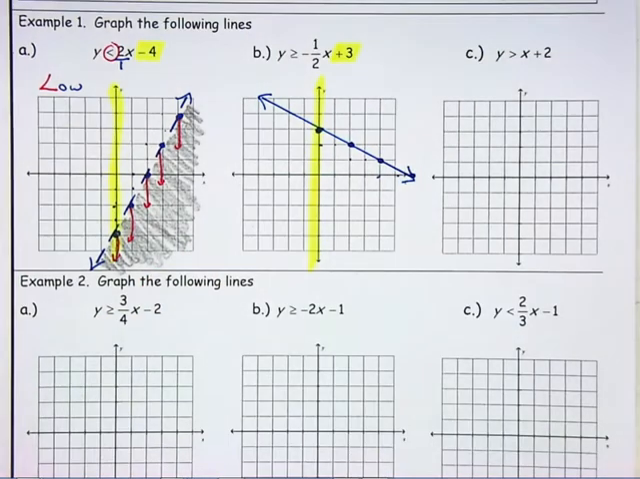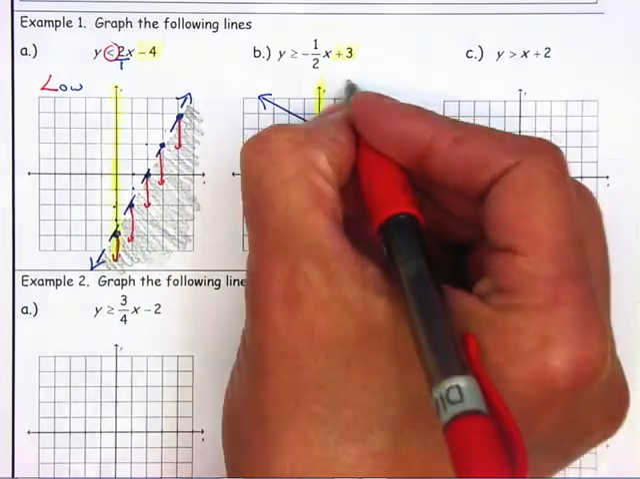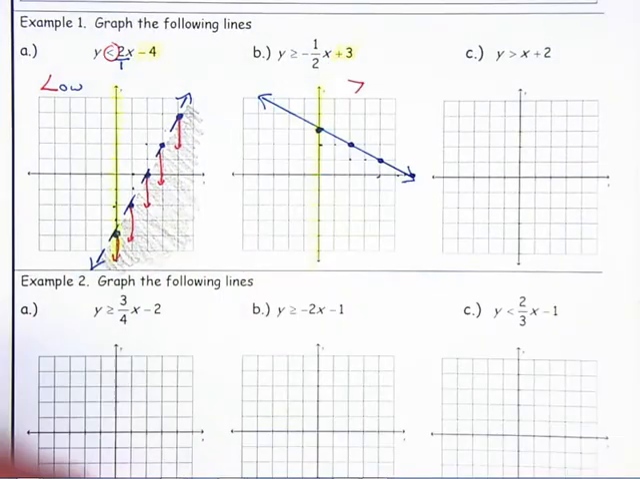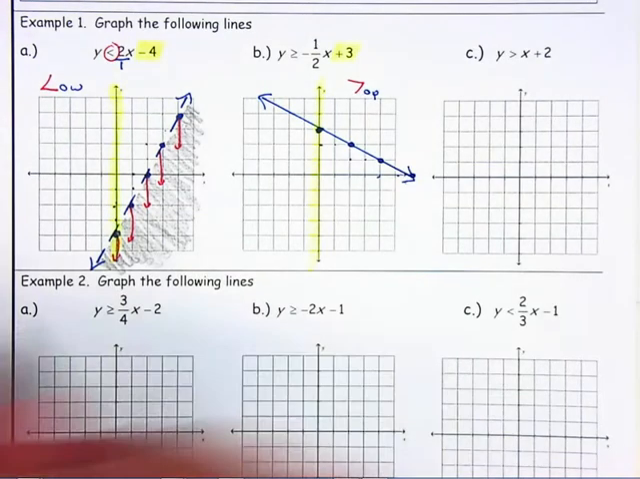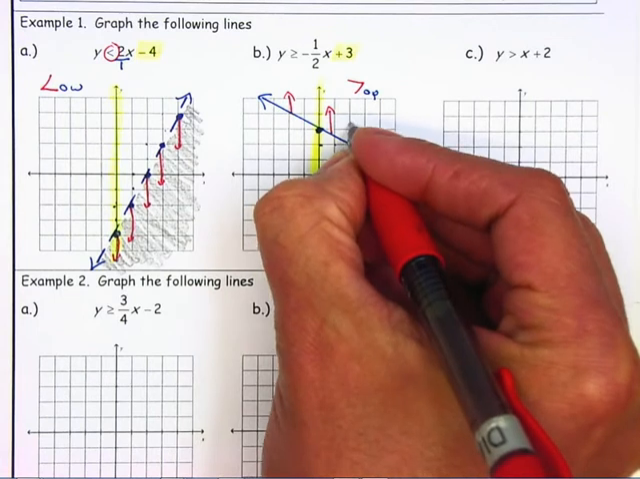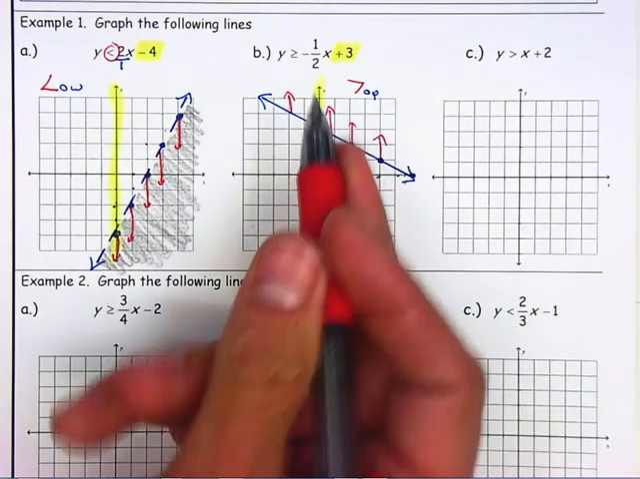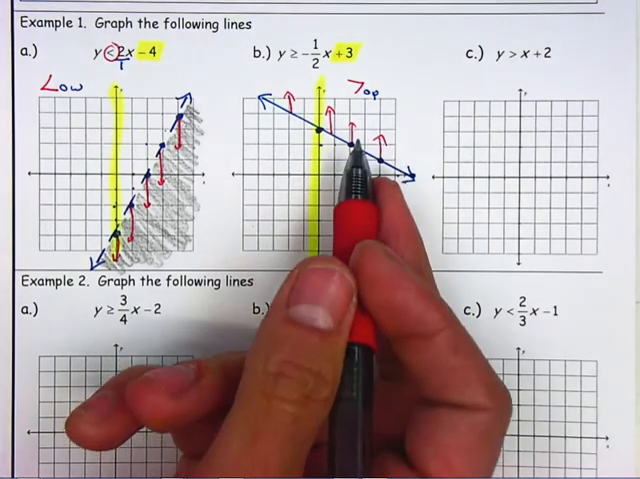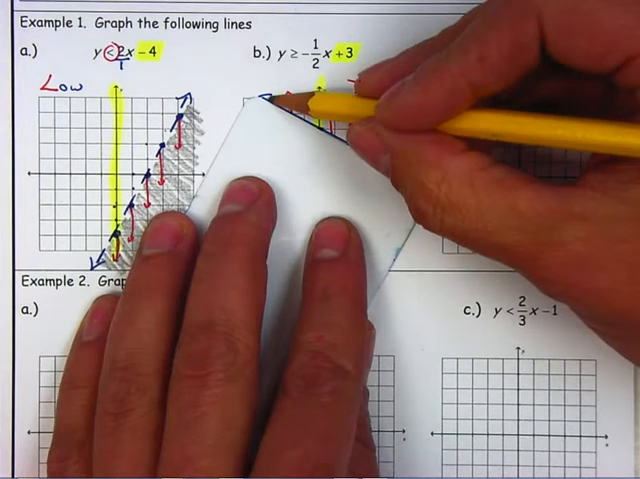Next, I need to indicate whether I need to shade the top or the low side. This is greater than, so it will be the top section. I need to shade the top. Place several arrows, and it doesn't matter the location of the arrows, but they do need to be going up, because this is greater than, shade the top. And then we're going to shade that section.